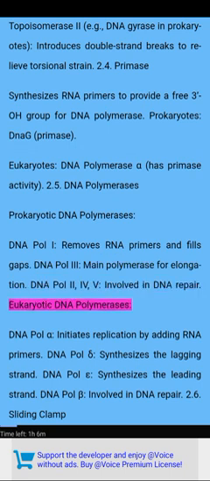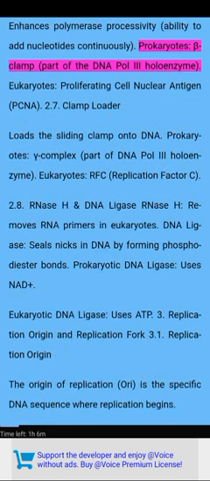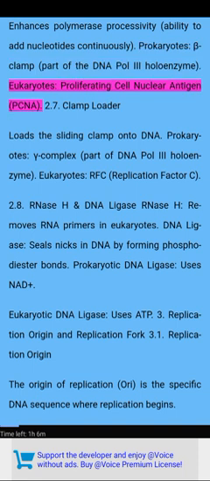Eukaryotic DNA polymerases. DNA pol alpha initiates replication by adding RNA primers. DNA pol delta synthesizes the lagging strand. DNA pol epsilon synthesizes the leading strand. DNA pol beta is involved in DNA repair. 2.6. Sliding clamp. Enhances polymerase processivity, the ability to add nucleotides continuously. Prokaryotes: beta clamp, part of the DNA pol III holoenzyme. Eukaryotes: proliferating cell nuclear antigen, PCNA.